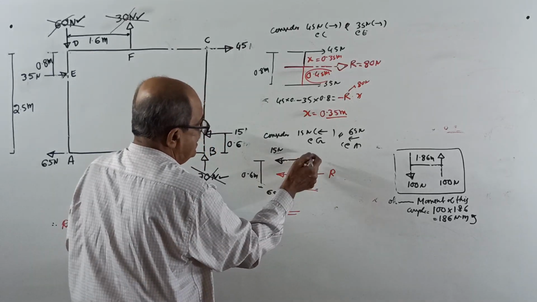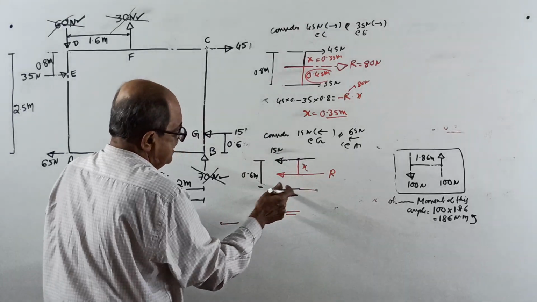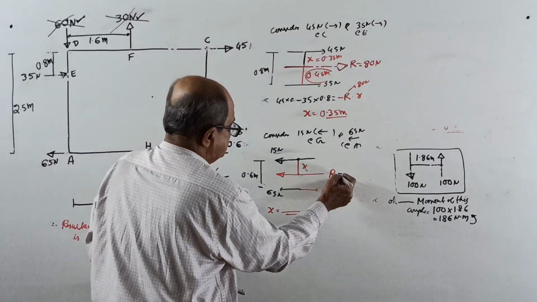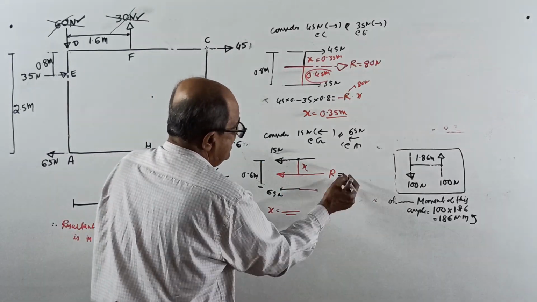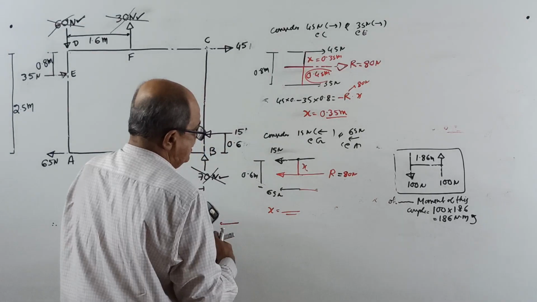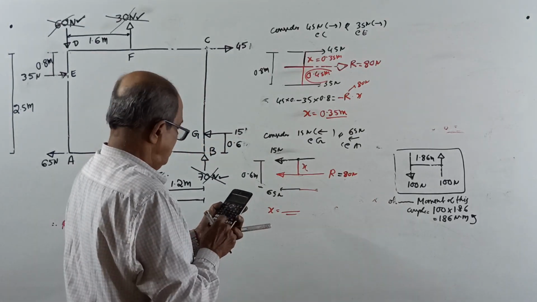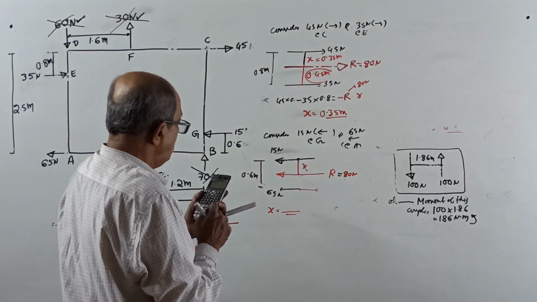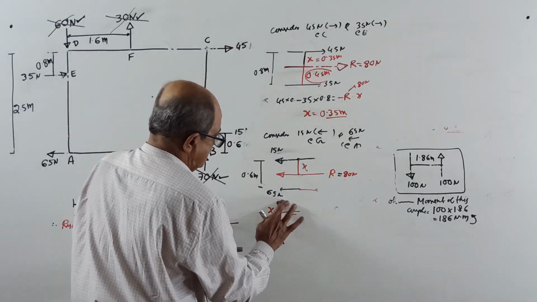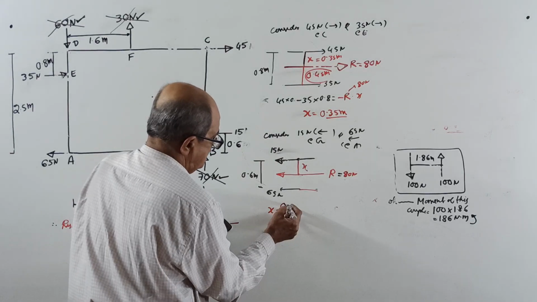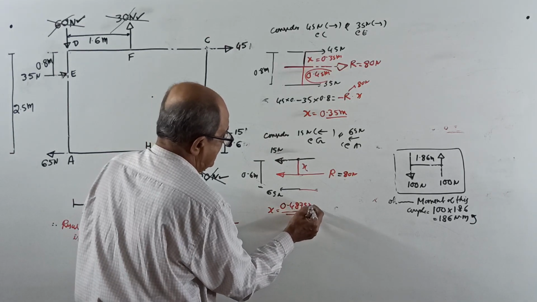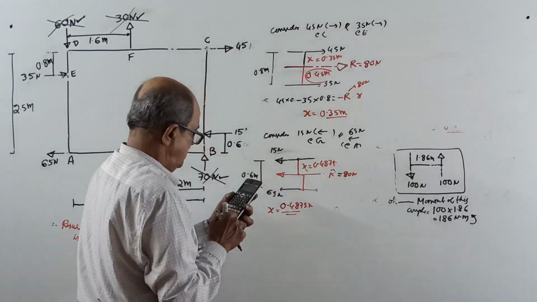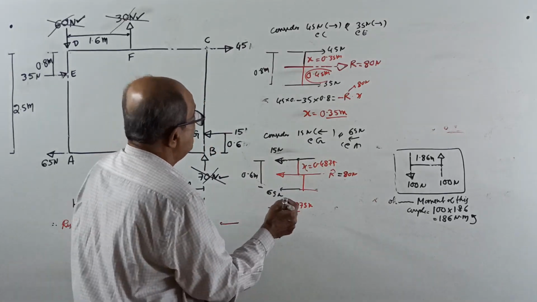Take moment about this point. 15 into 0, 65 into 0.6. Sum of moment of the two forces equal to the moment of resultant R, which is once again 80. R is 80 only. 80 into X. X will come 65 into 0.6 divided by 80, 0.4875 meter. If that is 0.4875 meter, this will be minus 0.6, which is 0.1125 meter.